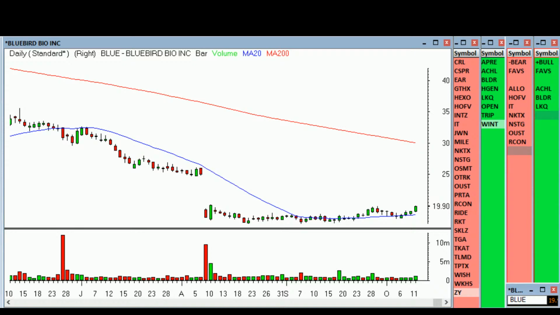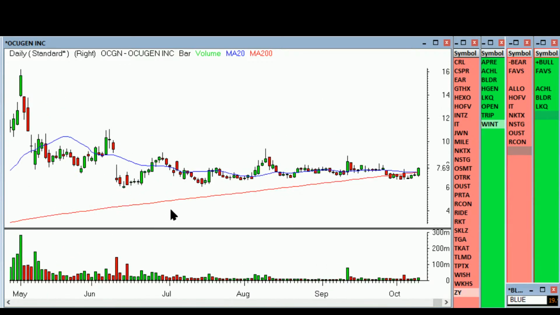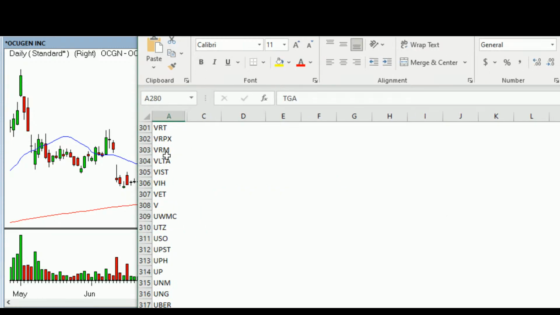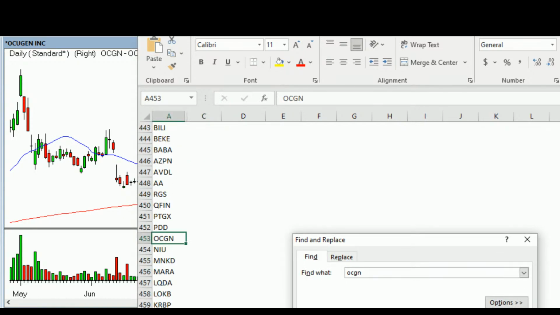Okay, RK, is there a way to identify reasons to avoid getting into the OCGN? Yes, very easy to identify reasons to not get into it. Here you go, okay? Every time it pops, it gets killed. Every time. So that's why I am watching it. It is on my list. I have a spreadsheet with a long list of stocks. So if I were to look at OCGN, see, it's on my list.